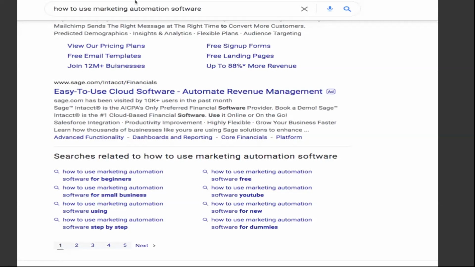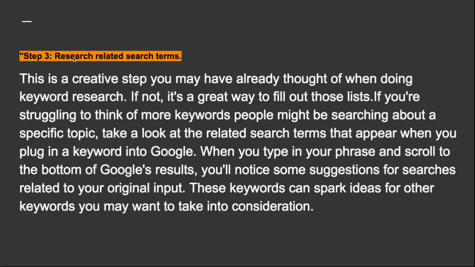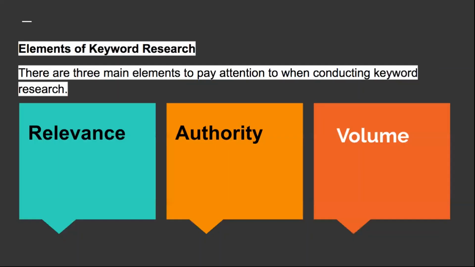That is what step 3 is talking about: research related keyword search terms. So now we want to know what makes up the elements of keyword research. There are 3 main elements to pay attention to when conducting keyword research. We have to pay attention to its relevance, its authority, and its volume.